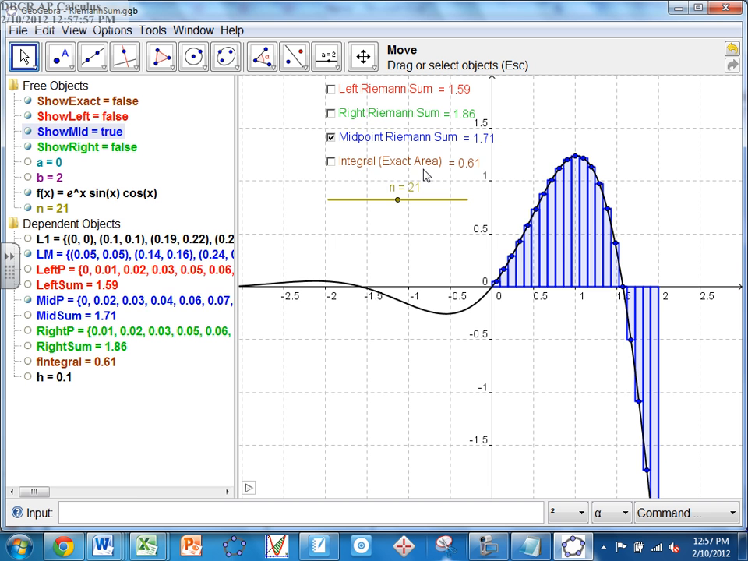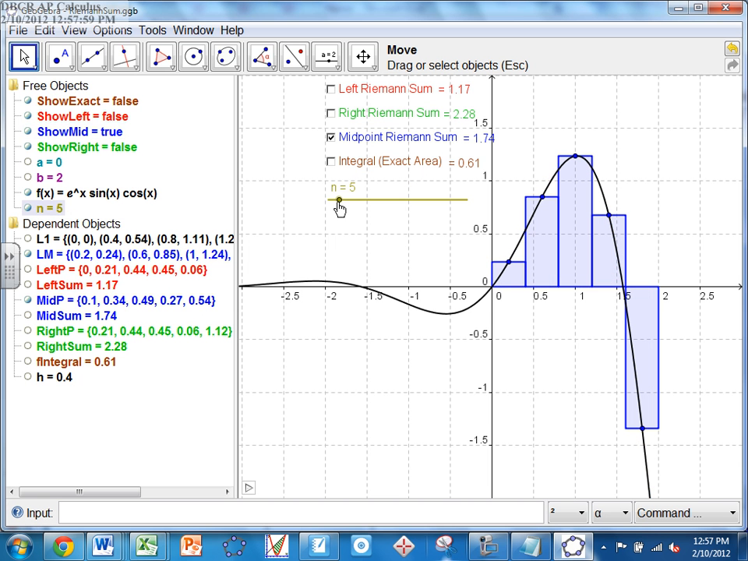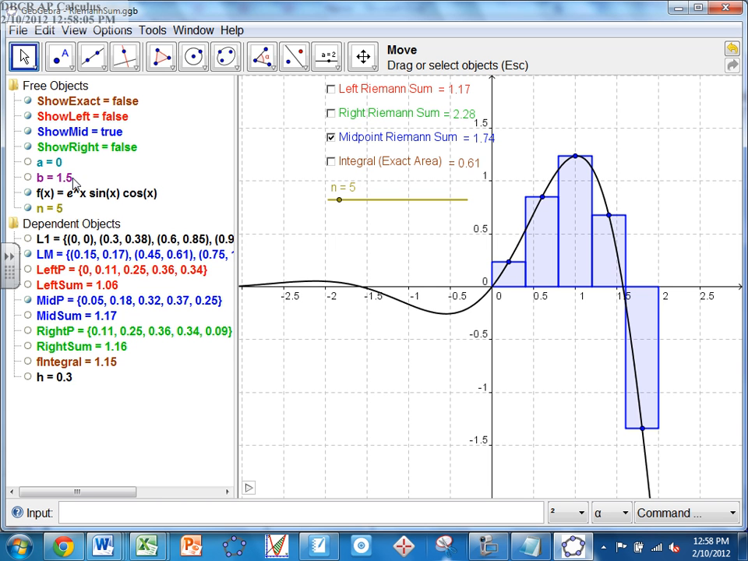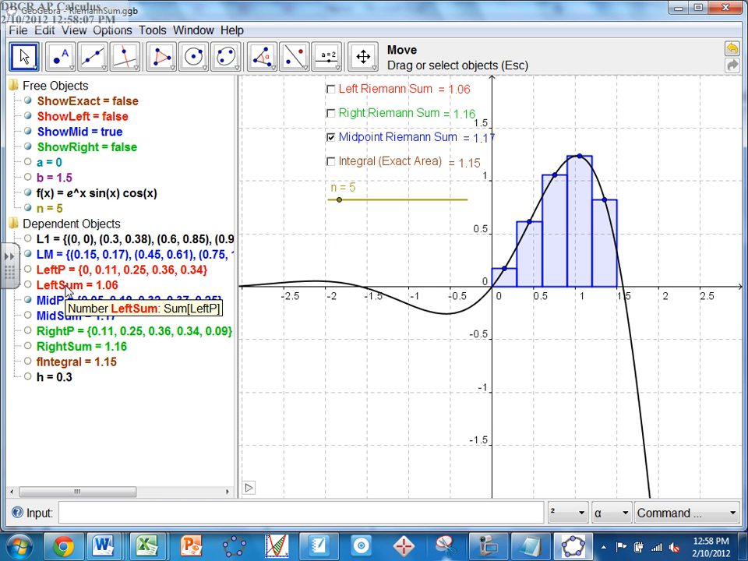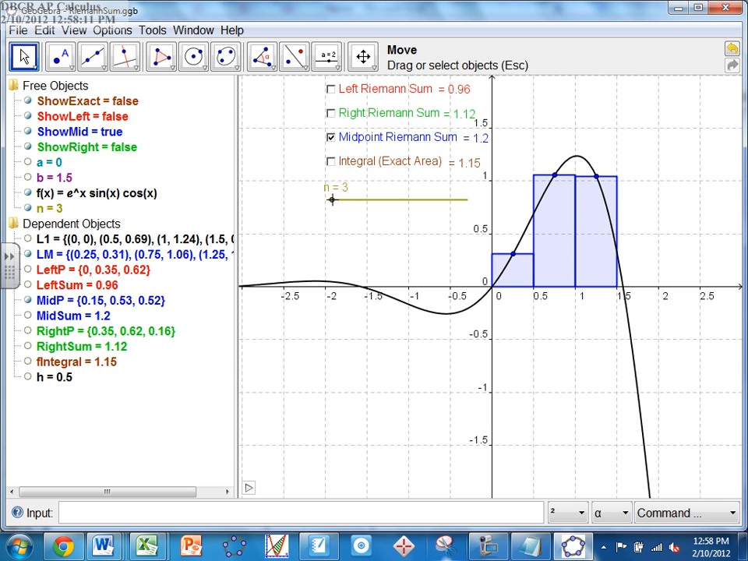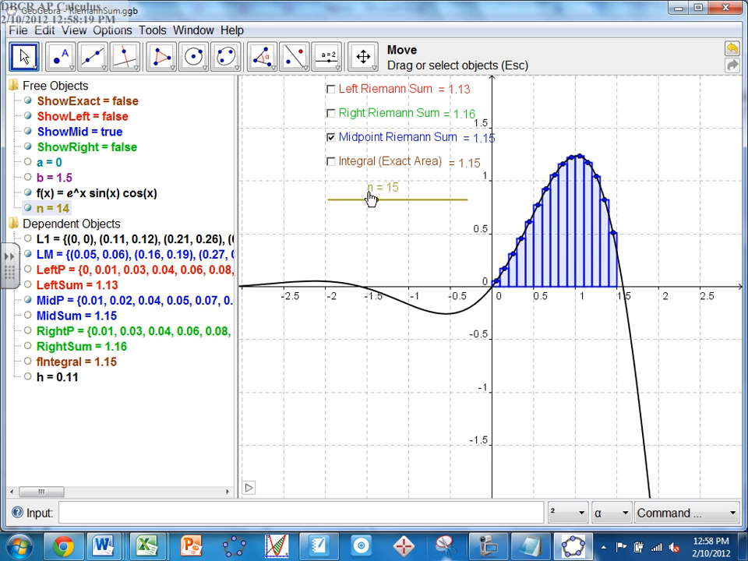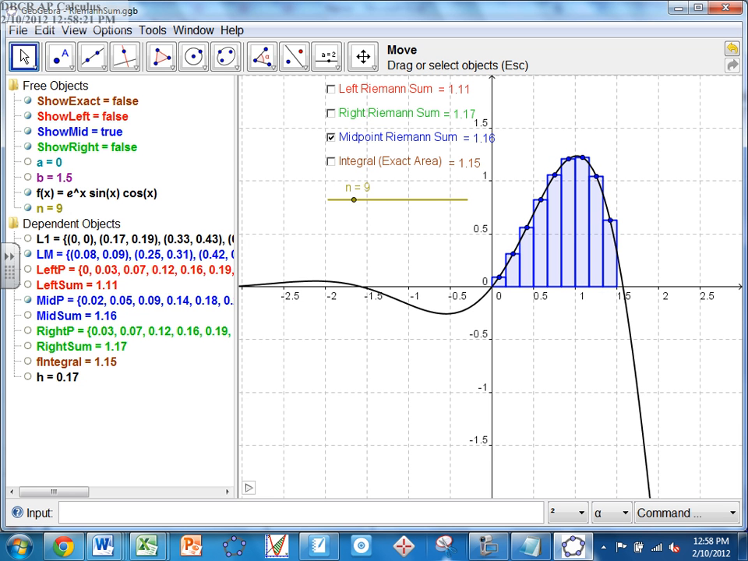For this function, from 0 to 1.5. If we go back to our 2 or 3 rectangles, we see that now we're off by a pretty decent amount this time. It's not as close as it was last time. But as we go further, again, it's going to get closer and closer. Depending on your shape, each function has a different level of accuracy.